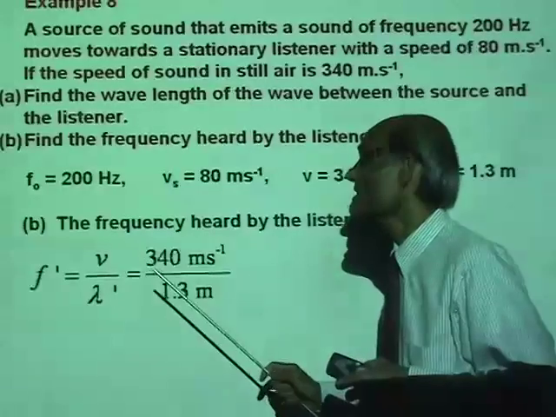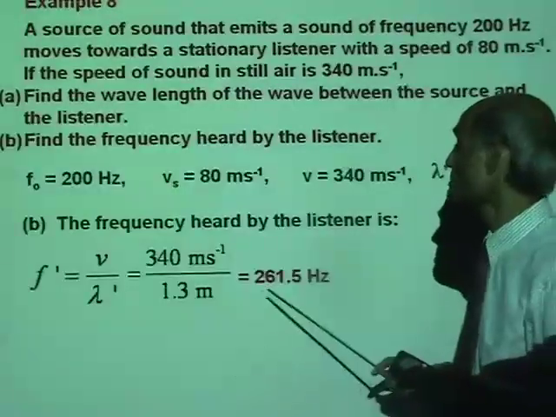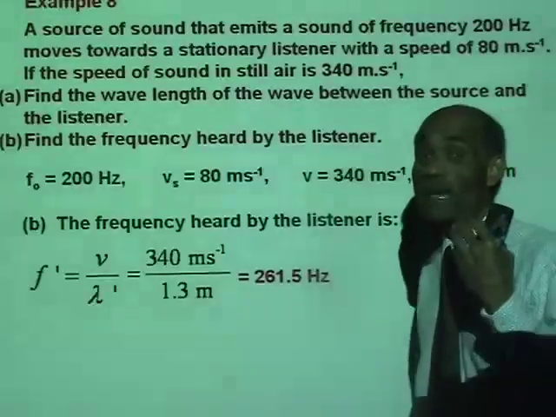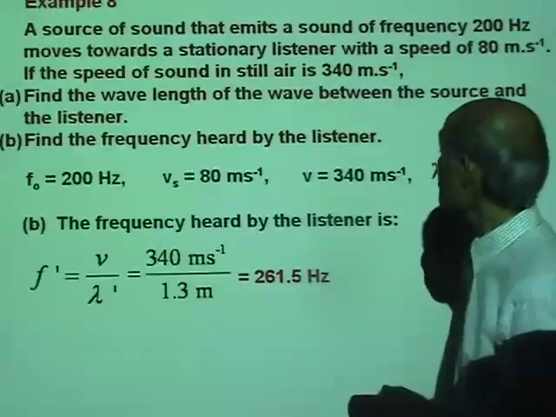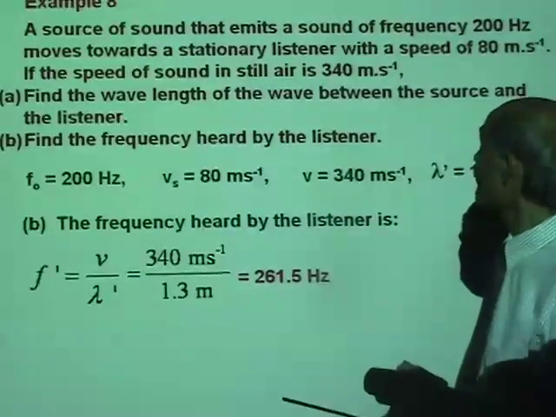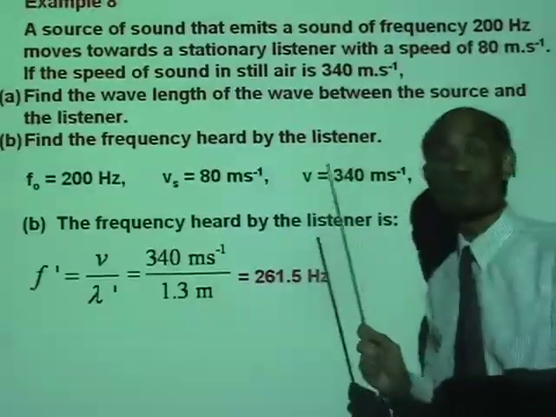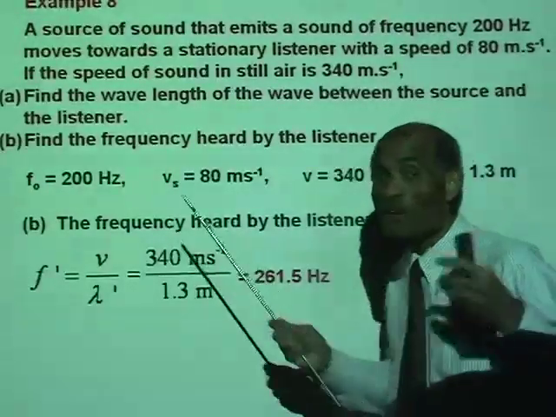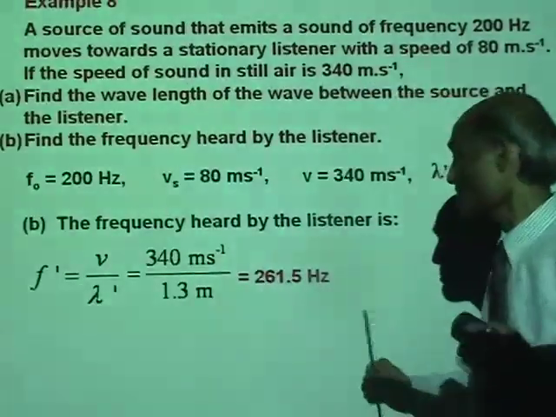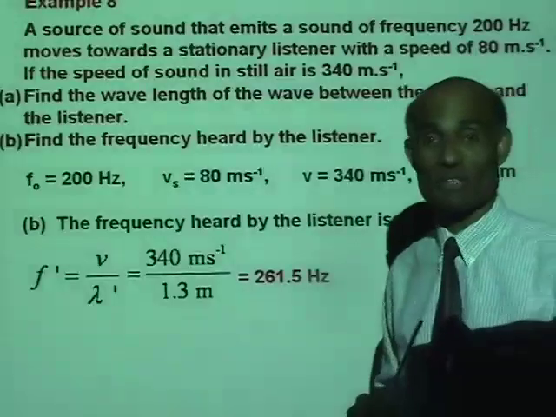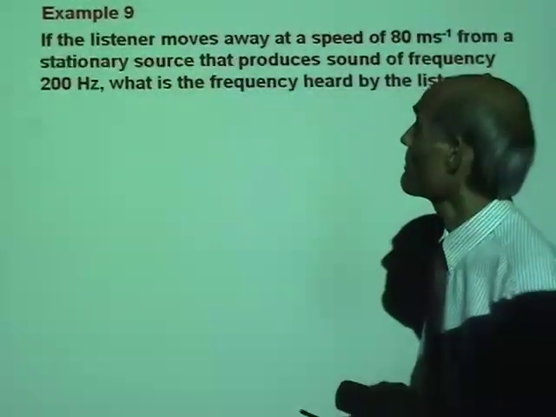340 meter per second is our V. Lambda prime we calculated as 1.3 meter. Therefore, the apparent frequency as heard by the listener is 261.5 Hertz. Now look at the difference. The actual frequency is 200 Hertz. The apparent frequency as the listener hears it is 261.5 Hertz.